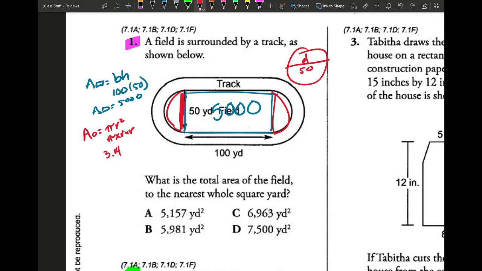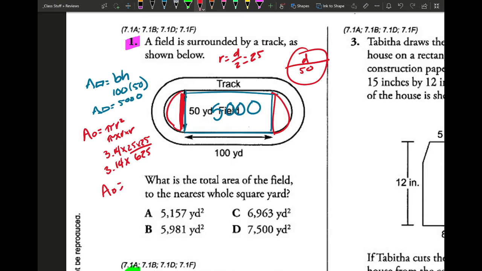So I need the radius. The radius is the diameter divided by 2, so in this case, it's going to be 25. And that's what I'm going to use. Instead of radius, I'm going to do 25 times 25. I like to multiply my whole numbers together first. 25 times 25 gives me 625. Left is to multiply by 3.14. And that gives me the area of the circle.